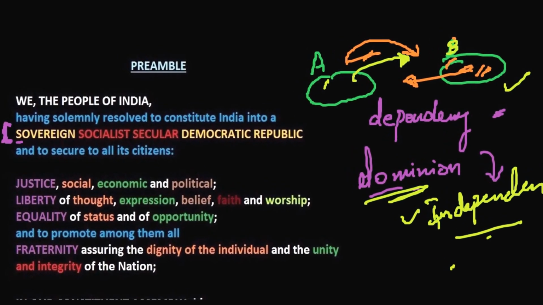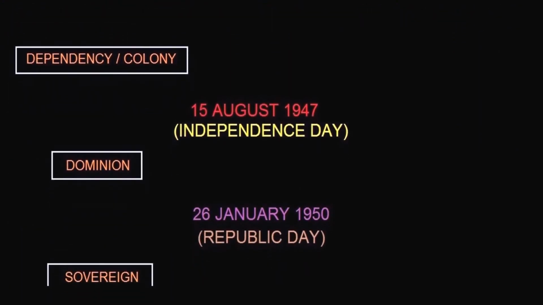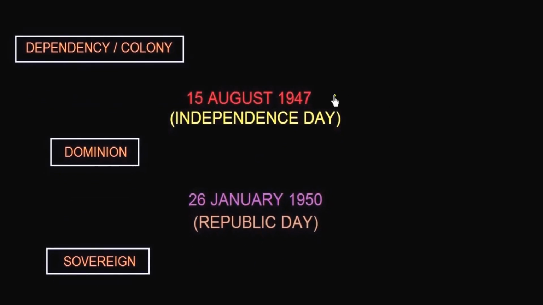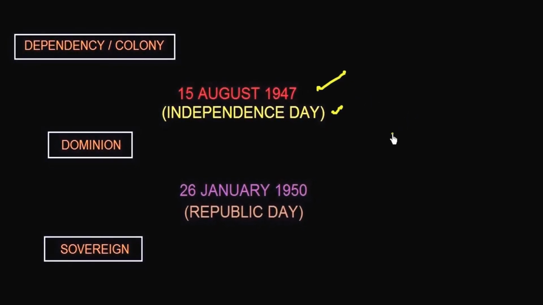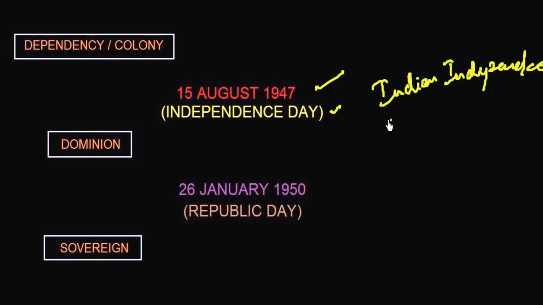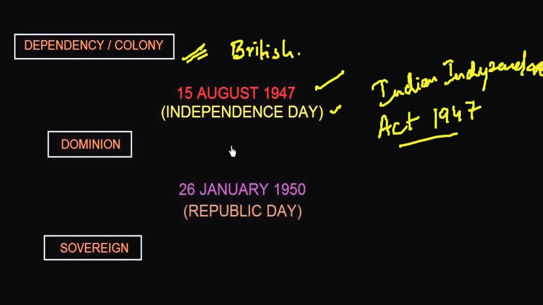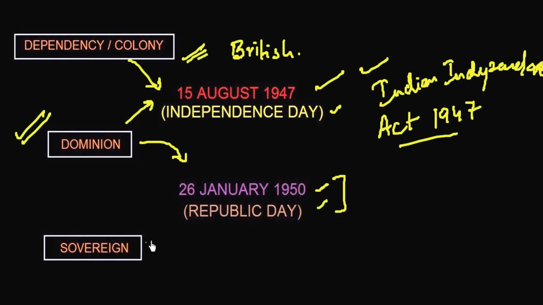Well, we cannot say that India was always sovereign, but rather that it was a colony or a dependency before 15th of August, India's Independence Day, or rather till the passage of the Indian Independence Act, which was passed by the British Parliament in 1947. India used to be a colony, or rather a dependency of Britain or the British Empire. Then after the passage of this bill, India became a dominion of the British Empire. It remained a dominion till 26th of January 1950, when the Constitution of India actually got passed, when it was accepted and enacted.